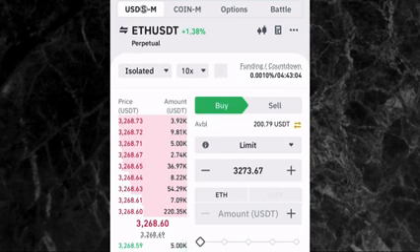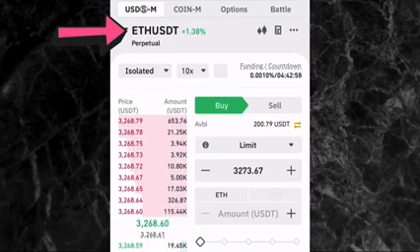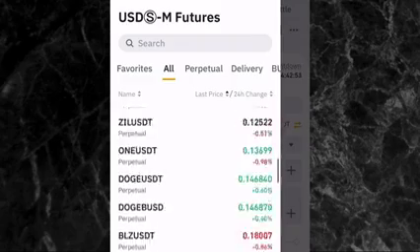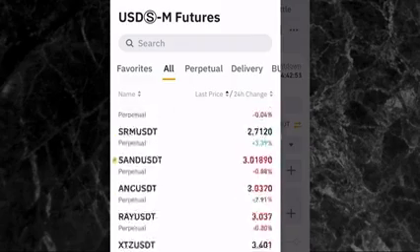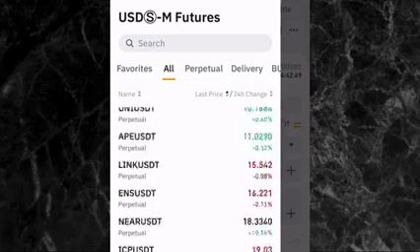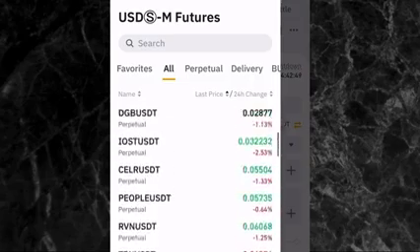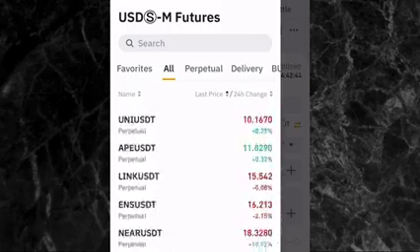So the next thing I need to show you is where to see all the futures contracts that you can trade. If you come up here to where you have ETH USDT, where the arrow is pointing to, you tap on it, and right here you're going to be seeing all the futures contracts that you can trade on futures trading. You can see everything right here. Now, let me scroll down to the bottom and show you guys something.